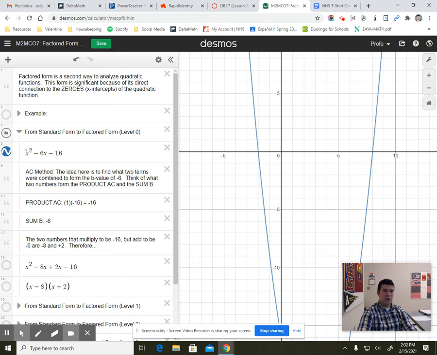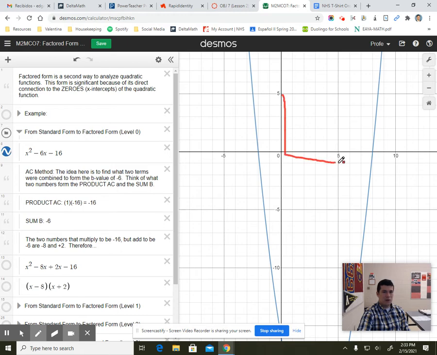That means take your a value, which is 1, take your c value, which is -16, and multiply them together. What do you get? -16. Take your b value, -6. Now, your AC is going to be the product of two numbers. Your b value is going to be the sum of two numbers. So I want you to think, it's like a riddle. What two numbers have a product of -16 and a sum of -6?